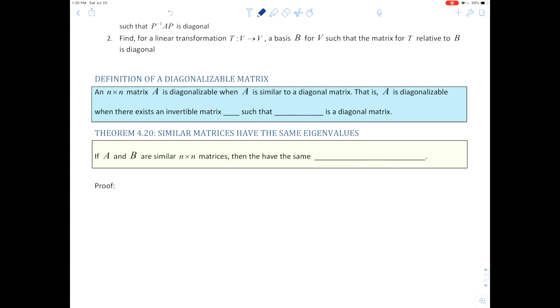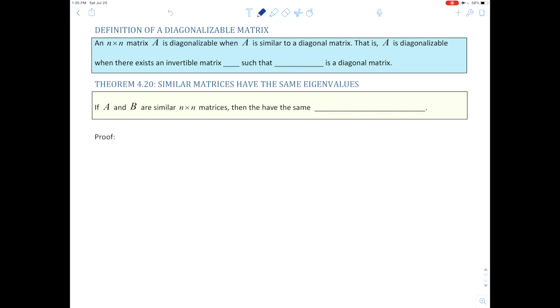So let's start off with the definition. Definition of diagonalizable matrix. An n by n matrix A is diagonalizable when A is similar to a diagonal matrix. That is, A is diagonalizable when there exists an invertible matrix P such that P inverse times A times P is a diagonal matrix. So the first theorem talks about the fact that similar matrices have the same eigenvalues, which is very powerful. So if A and B are similar n by n matrices, then they have the same eigenvalues.